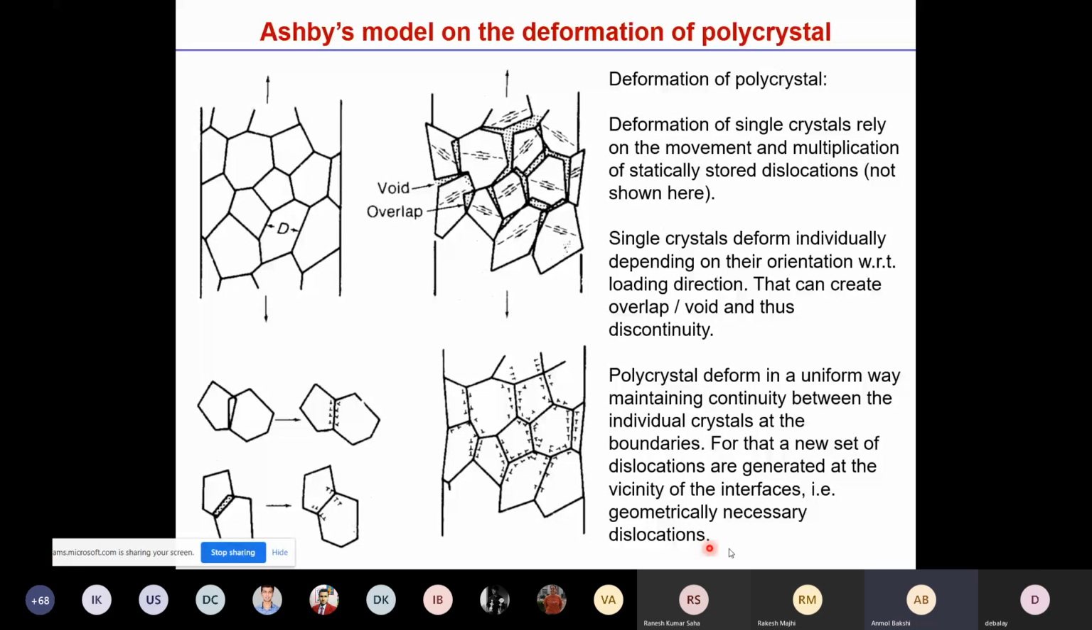So sir, here in polycrystals, there is an extra set of dislocations. That is why the resolved shear stress is becoming higher and higher. Very true. So, sir, it is obvious that geometrically necessary dislocations are more compared to statistically stored dislocations.